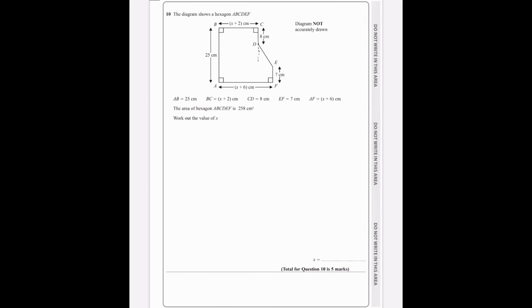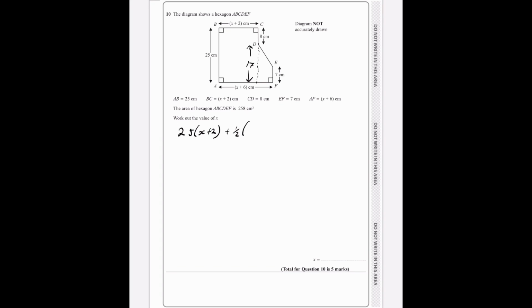Question 10 is a compound shape. I'm going to draw a dotted line to split it up into a rectangle and a trapezium. That line length is 17 because A to B is 25 and D to C is 8. So for the value of x, we're going to come up with an expression for the area.